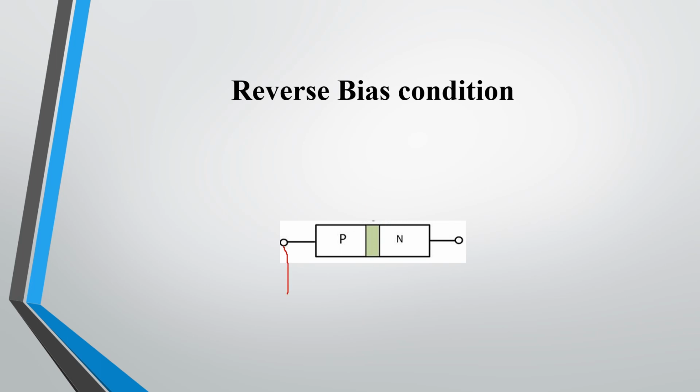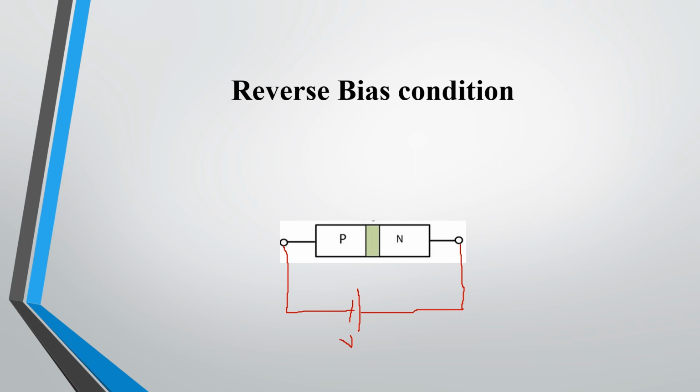So what is reverse bias condition? When the negative terminal of the battery is connected to the p-type and the positive terminal is connected to the n-type, it becomes reverse bias condition. Okay, this is how the circuit would be.